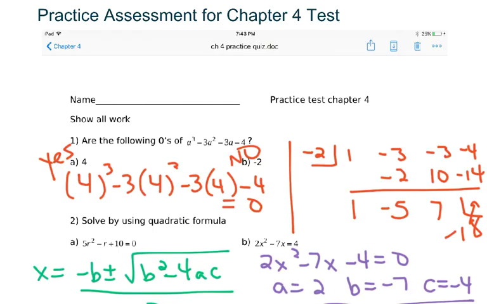And those are the solutions to the practice assessment for the Chapter 4 test.